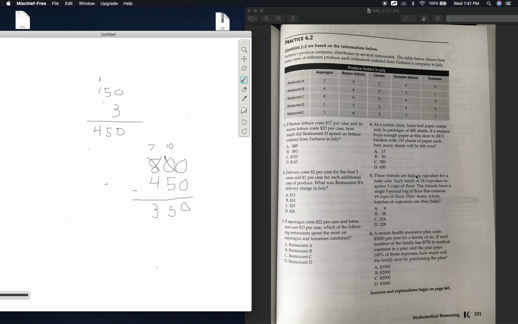Number 5, 3 friends are baking cupcakes for a bake sale. Each batch of 24 cupcakes requires 2 cups of flour. The friends have a single 5-pound bag of flour that contains 19 cups of flour. How many whole batches of cupcakes can they bake? So where's the additional information? Let's read this slowly. So 3 friends are baking cupcakes for a bake sale. Each batch of 24 cupcakes requires 2 cups of flour.